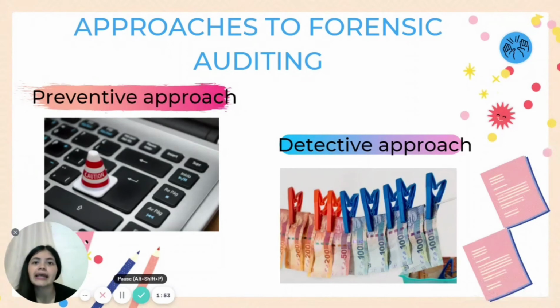Preventive approach. This is done in order to prevent and dissuade irregularities and indicators of the existence of fraud, and also to create anti-fraud programs and controls. Detective approach. Used when there are indications that a crime is suspected, and it focuses on obtaining evidence that proves some fact in a legal way.